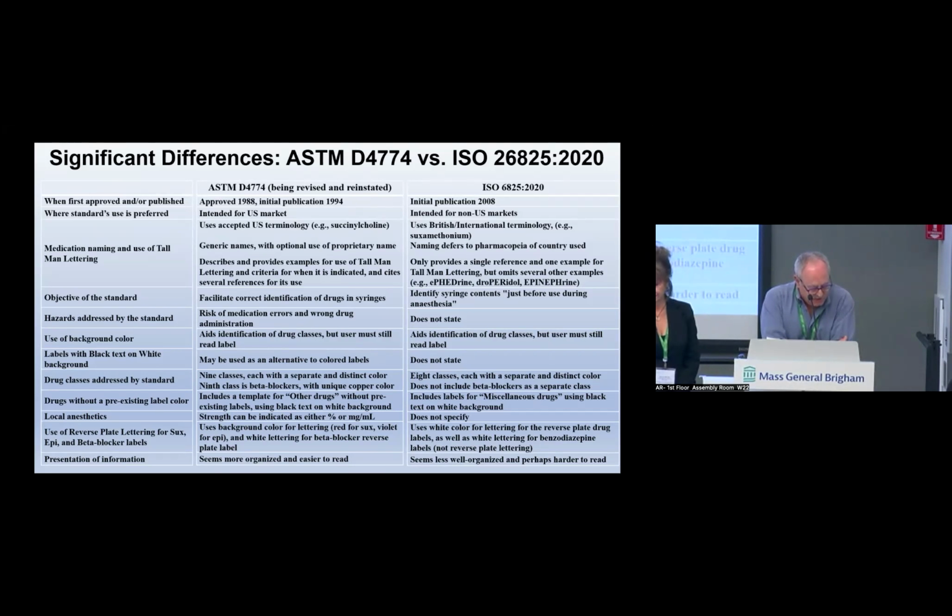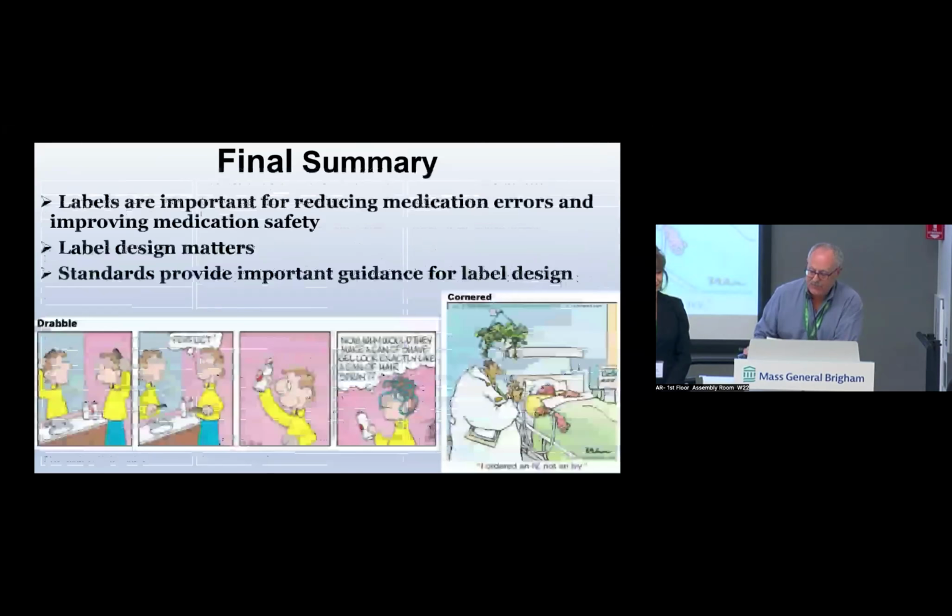In addition, D4774 identifies 9 different drug classes and provides color coding for each of them, while ISO only identifies 8 classes. Local anesthetic concentrations, this is my slide, can be indicated as either percentages or in milligrams per ml, but ISO has no such specification. And the revised version describes tall man lettering in much more detail than ISO does.